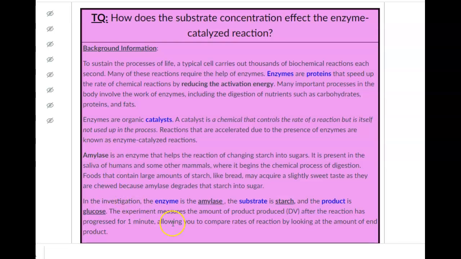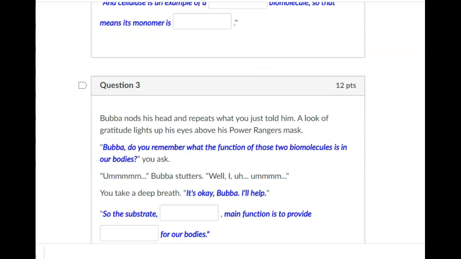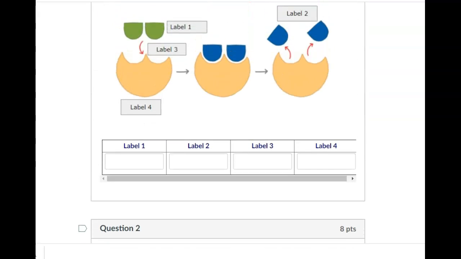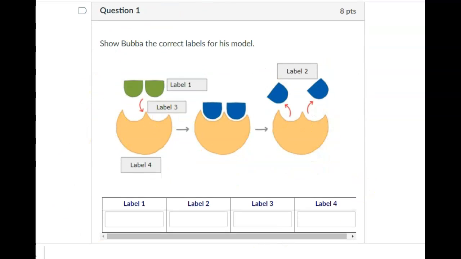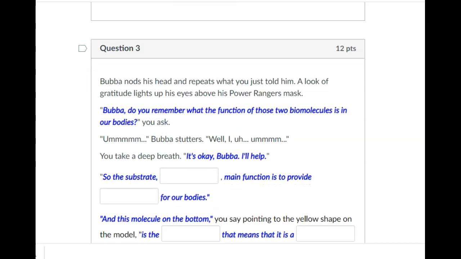A lot of this would have helped you on your performance task because you're applying this information. This tells you what type of biomolecule enzymes are. It talks about how they work. And this was part of your investigation on Friday. So this is applying biomolecules for 2. On 3, you're going back to what you labeled here, and you're combining it with your question 2.